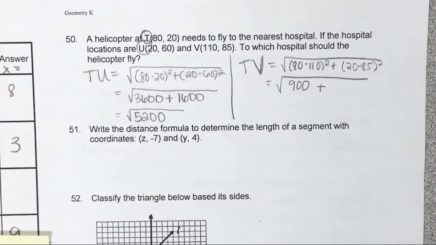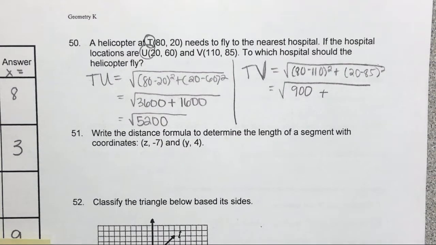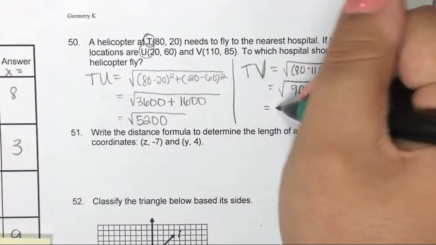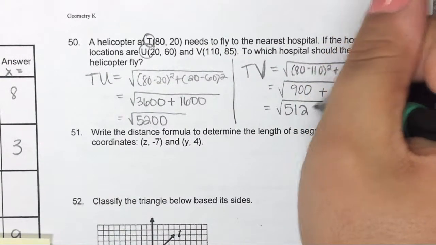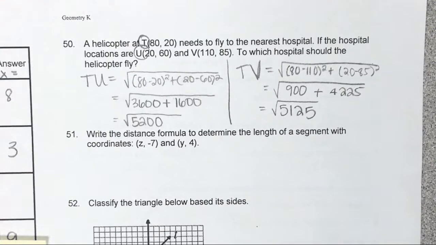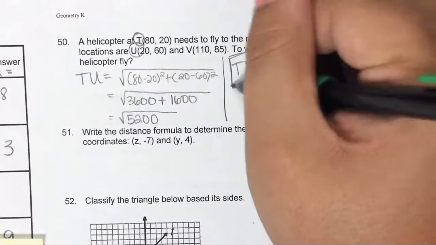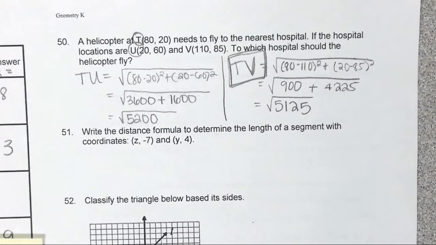20 minus 85 is what? And I have no idea what negative 65 squared is. 4,225. When I add those together, because I'm going to, that is what I get. Which hospital should the helicopter fly to? Why? It's less, and don't you think you'll want to get there faster? I mean, hypothetically, if you're in a helicopter needing to get to a hospital.